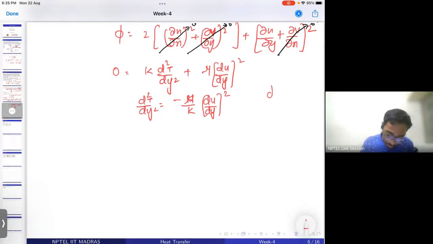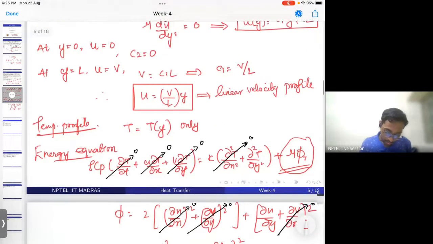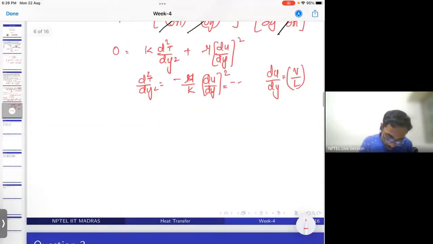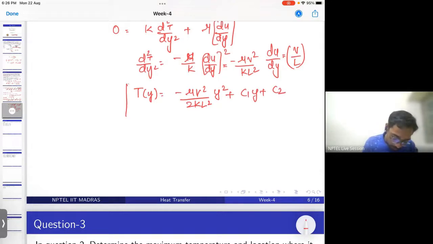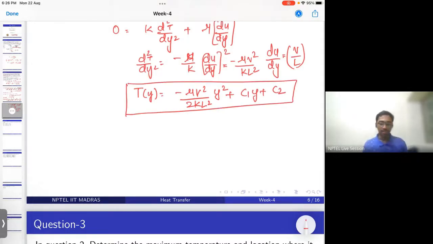What is du by dy? It is V by L, right? We already found that out. So this is equal to minus mu V square by k L square. If you integrate it twice, we will get T of y is equal to minus mu V square divided by 2kL square times y square plus c1 y plus c2. This will be the temperature profile.